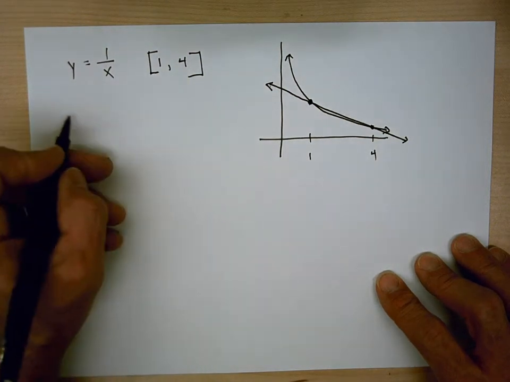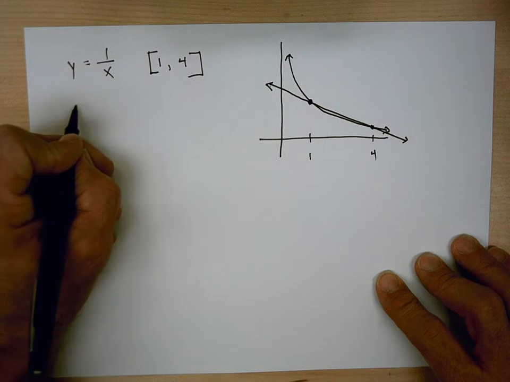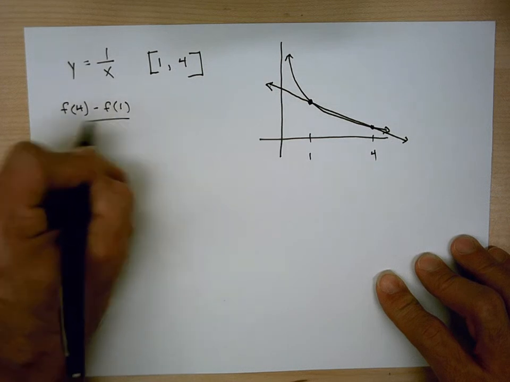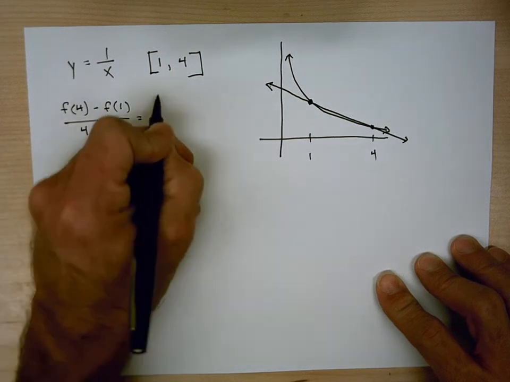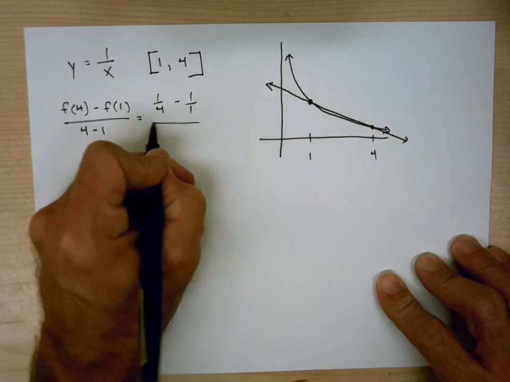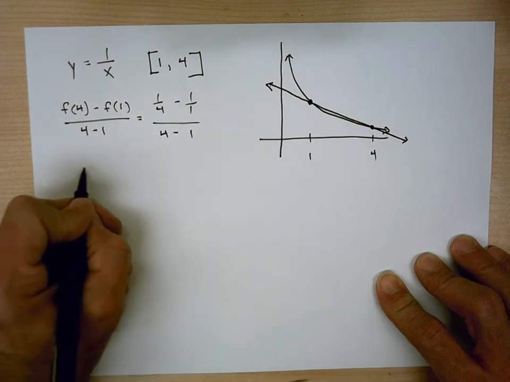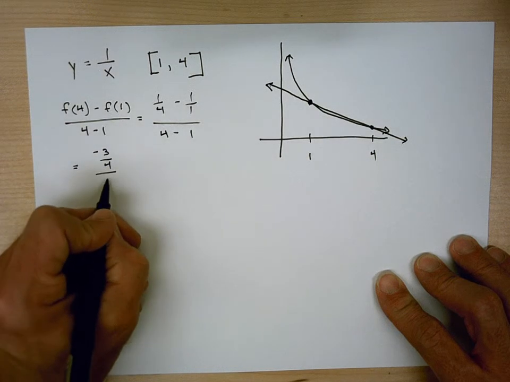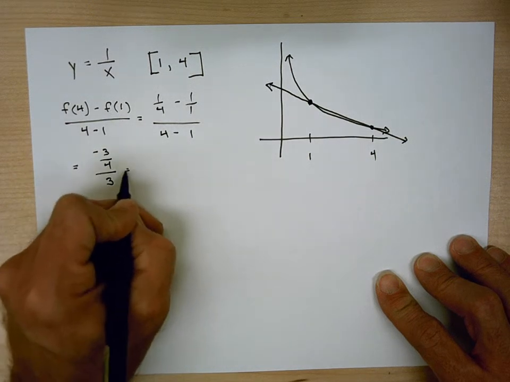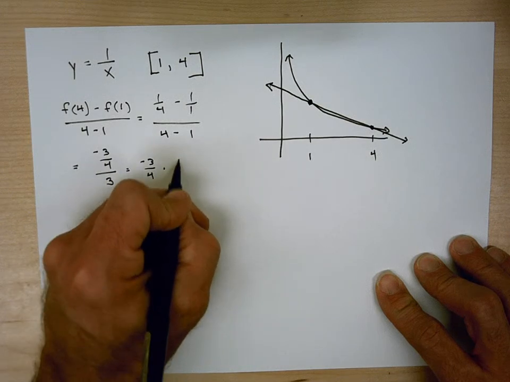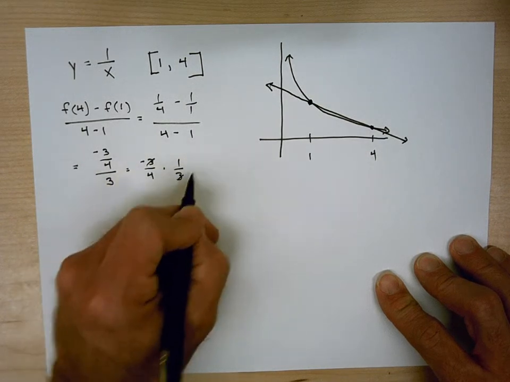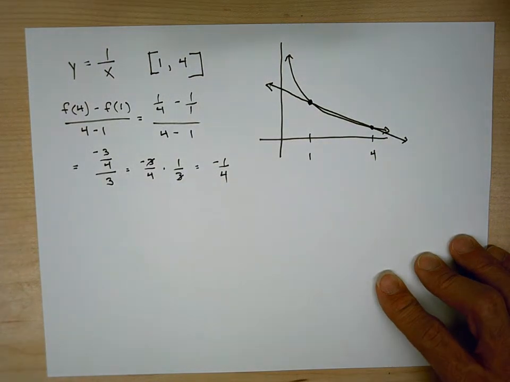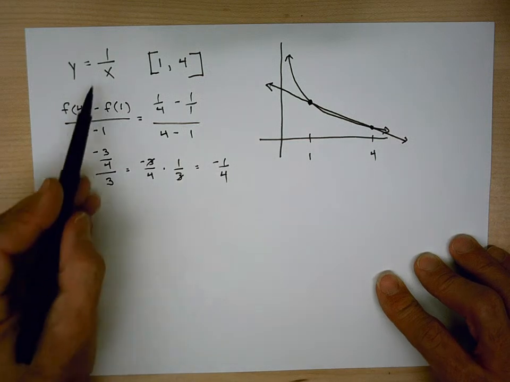All right. So if we find the slope of the secant line, we can say that f of 4 minus f of 1 over 4 minus 1. Well, that's just going to be 1/4 minus 1 over 4 minus 1. So that's going to be what? Negative 3/4 over 3. Dividing, you can just multiply by the reciprocal, right? Those cancel, and I end up with negative 1/4. I went through that quickly, but you should be able to verify that. That's just the slope of the secant line using this as our function.